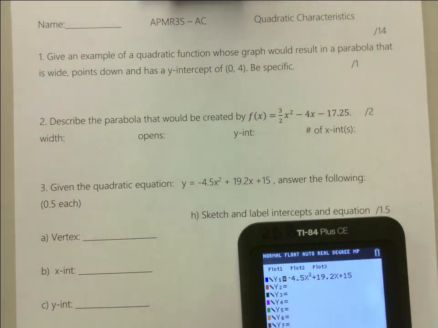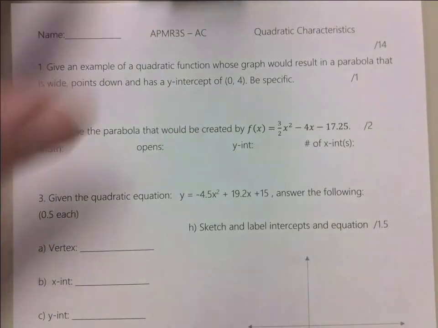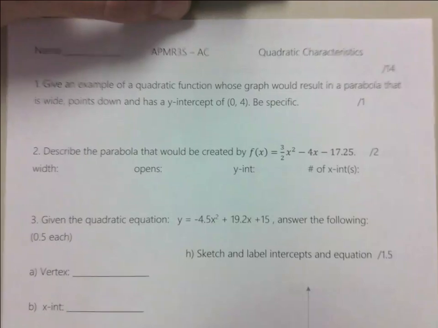This one had no word problems attached to it. Okay, I hope you understand that. And it kind of just walks you through what we've been covering so far.